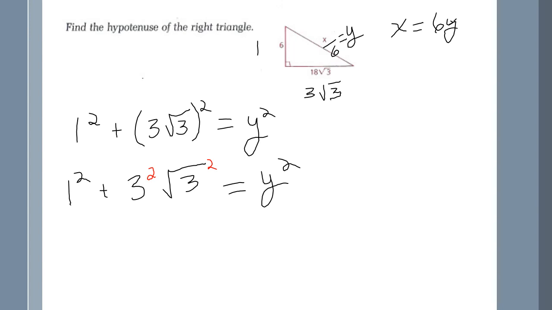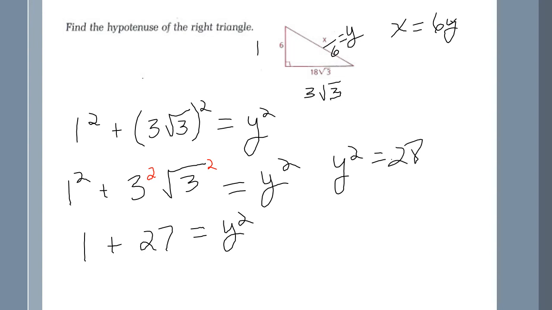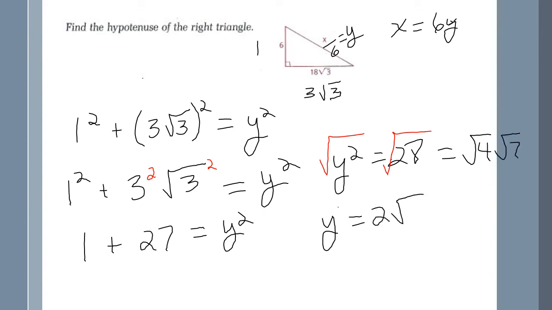So now we can go ahead and simplify this. 1 squared is 1. 3 squared is 9, times the square root of 3 squared, which is 3. 9 times 3 is 27. And that's equal to y squared. So y squared equals 28. Now we're going to take the square root of each side. The square root of y squared is y. The square root of 28 is equal to the square root of 4 times the square root of 7, so this would be 2 square root of 7.